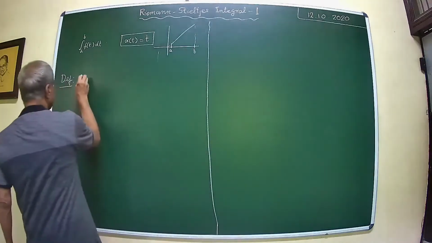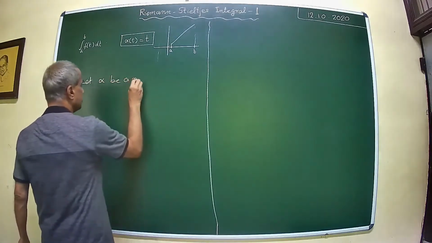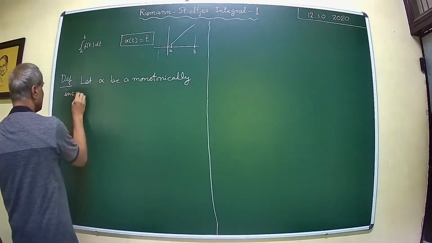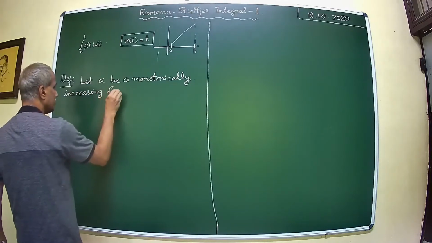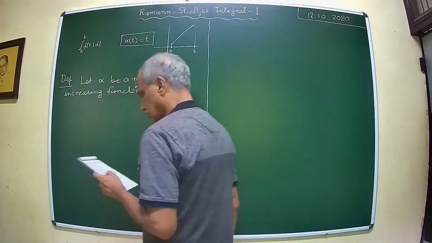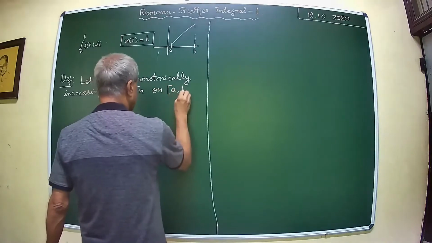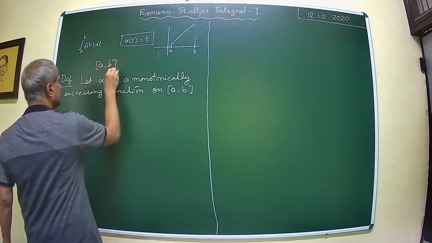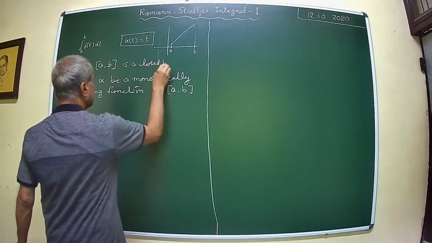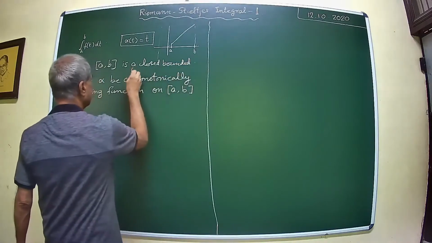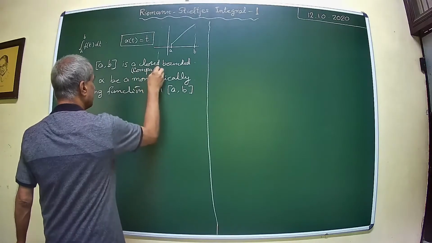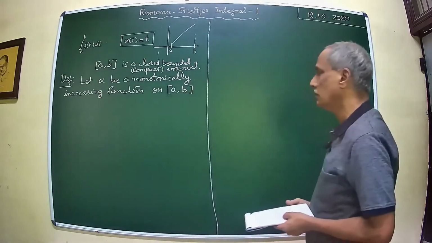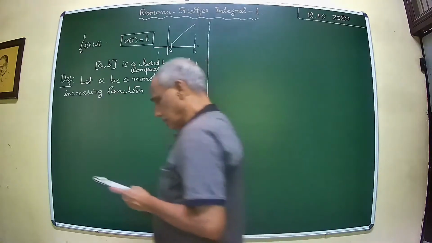Let alpha be a monotonically increasing function on a bounded interval. In fact, we take the interval [a, b] as before, a closed bounded, or in a single term you can put, compact interval. So it is assumed to be monotonically increasing.